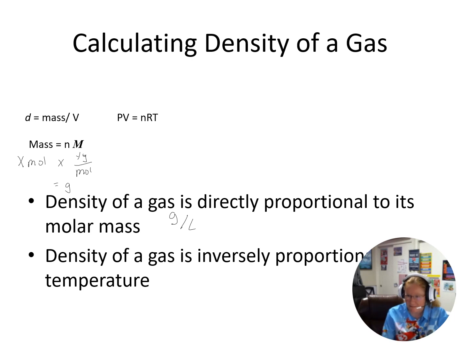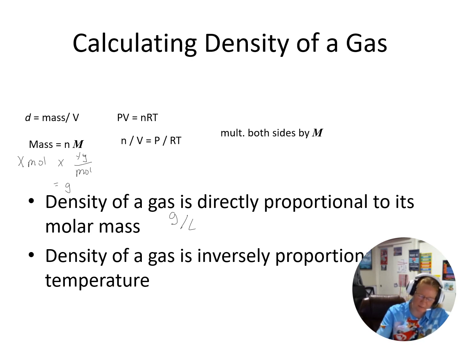We've got our PV equals nRT. I can rearrange things. I can get moles over volume, not quite mass over volume, but it's getting closer to what that needs to look like. If I multiply both sides by the molar mass, some stuff cancels out, and we end up with density is equal to the molar mass times the pressure over RT. It works out really nicely.